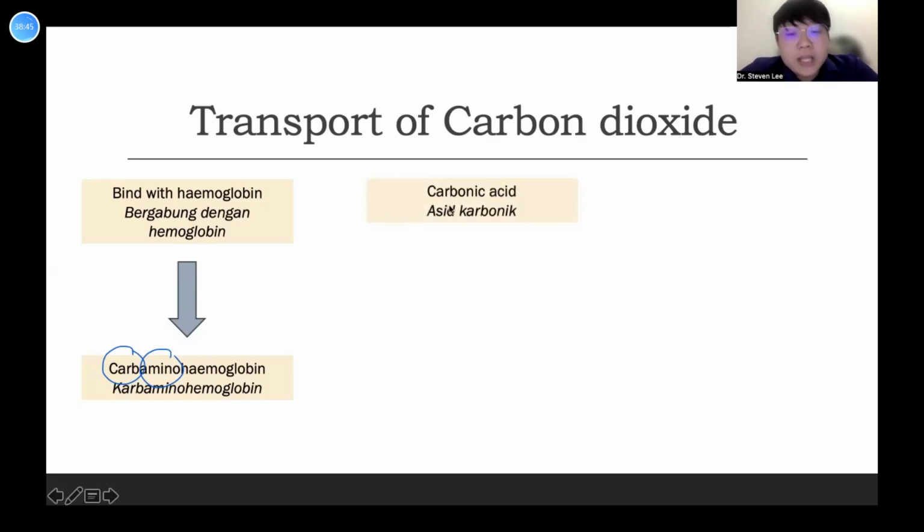Second method is they transport in carbonic acid. This is even less. The way to remember this is about 10%. Very little. Even lesser than 10% actually.